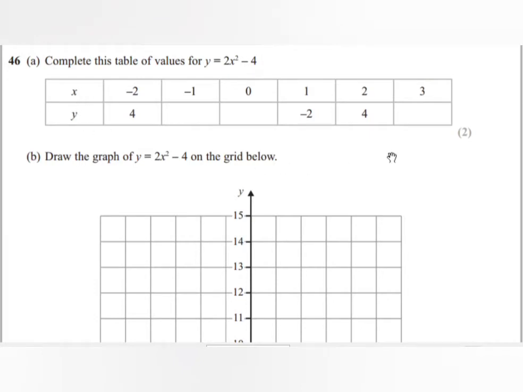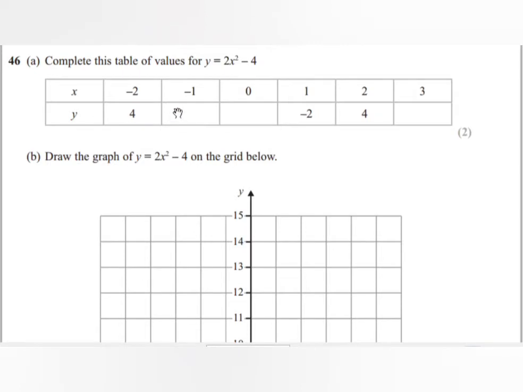This is the table of the values. Now, for each value of x, we find y. Some of them are answered for you. You're going to use the values of x, substitute them in the equation, and find the value of y. Now, let's do this together and then complete answering the questions related to that question.